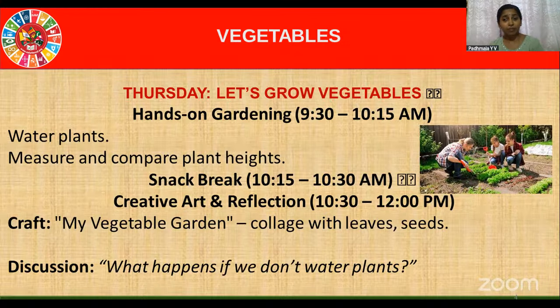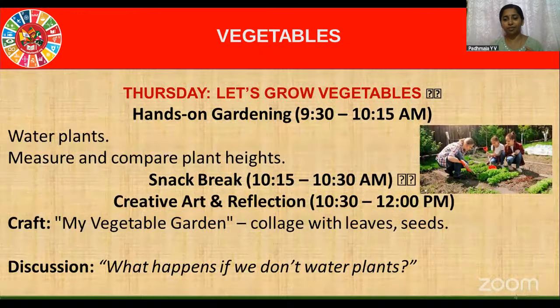Also, we can make them understand we human beings are living things, and plants are also living things, but the only difference is we can move, they cannot move. We can talk, they cannot talk. These differences can be brought into it.